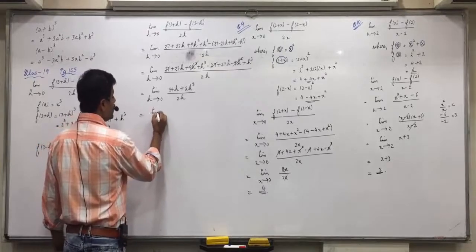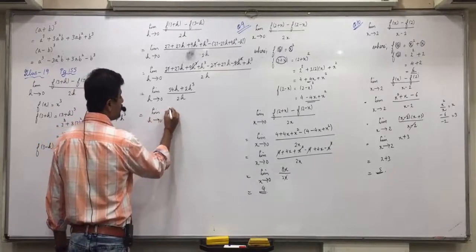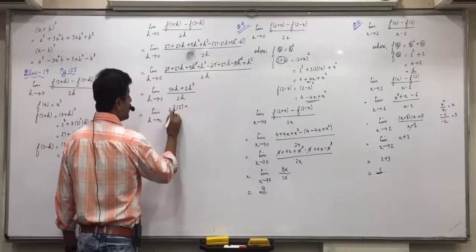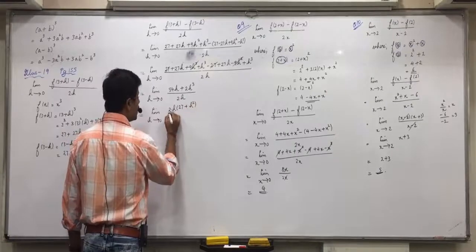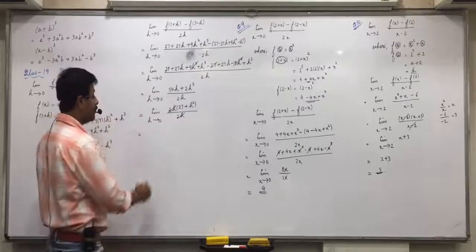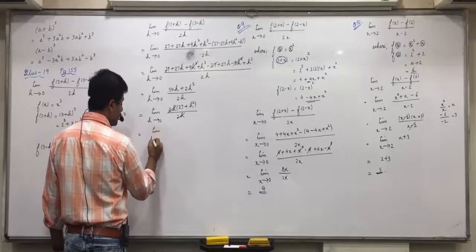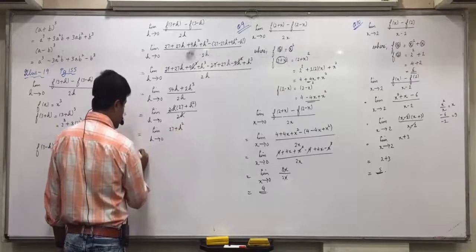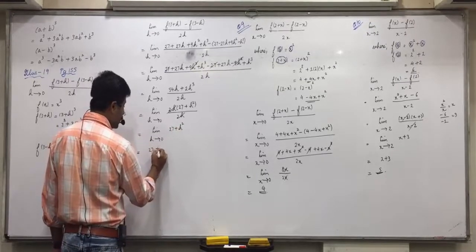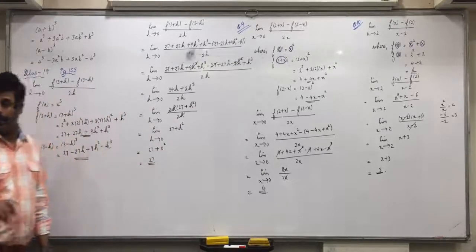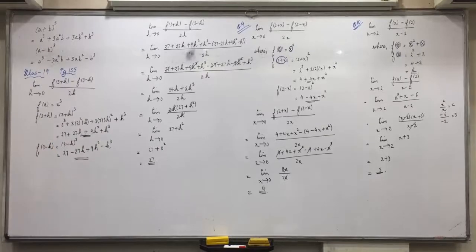Now in the numerator 2h is common. In bracket, 2h into 27 is 54h, plus 2h into h square is 2h cube, upon 2h, entirely gets cancelled. Limit h tends to 0, 27 plus h square, 27 plus 0 square, that is 27. So all of you are clear with this function f kind of questions.